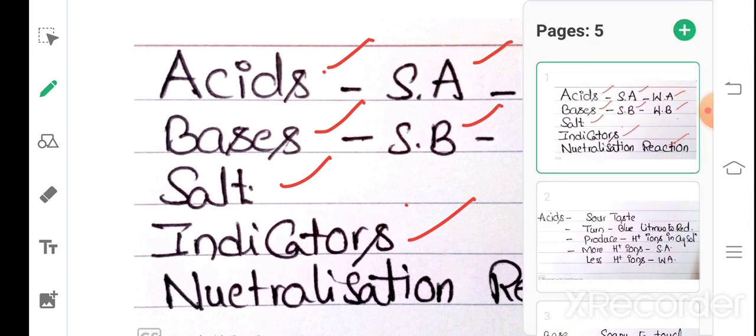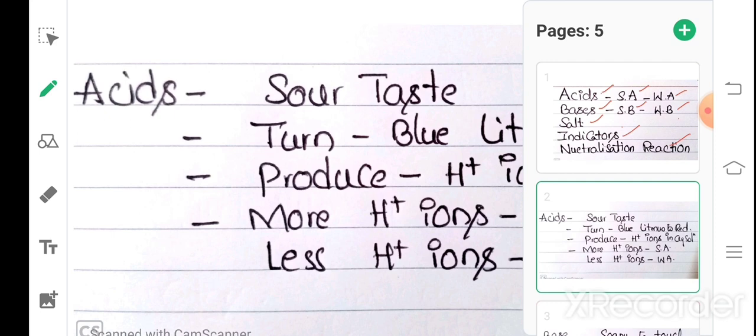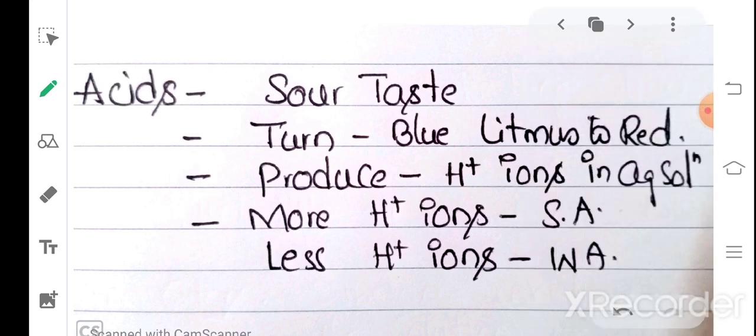Now, what is the first topic? What are acids? Acids have a sour taste, and acids turn blue litmus paper red, and acids produce H plus ions in aqueous solution. Aqueous solution means when the acid is diluted, when acids react with water, we can call it an acidic solution. And if you are adding water to the acid, we can call it an aqueous solution.